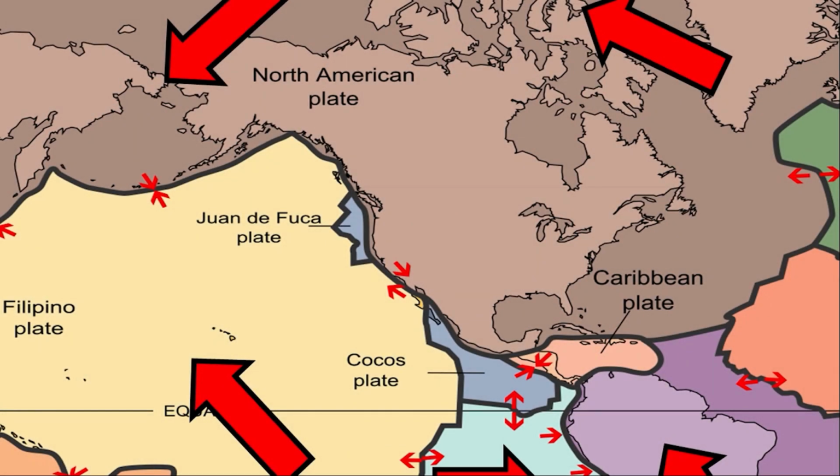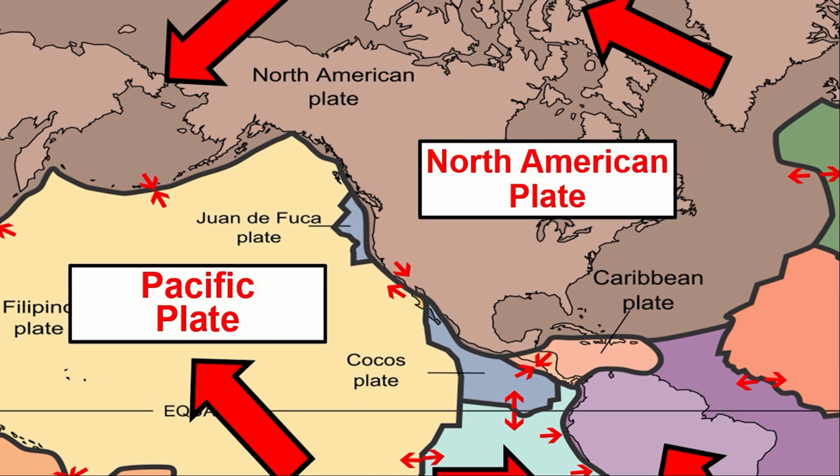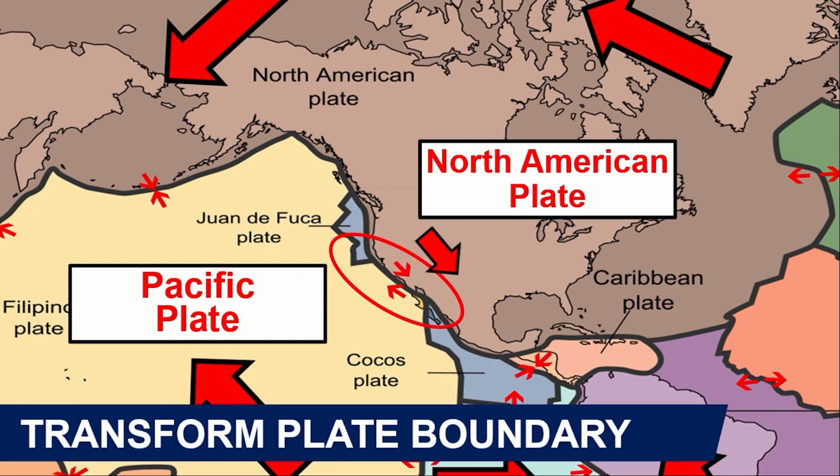The last example shows the North American plate and the Pacific plate. Since the North American plate moves in a counterclockwise direction, the type of plate boundary may vary. In this part of the map, the plates appear to slide past each other, and therefore, this location is an example of a transform plate boundary.